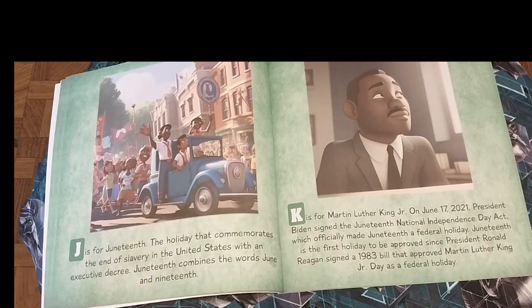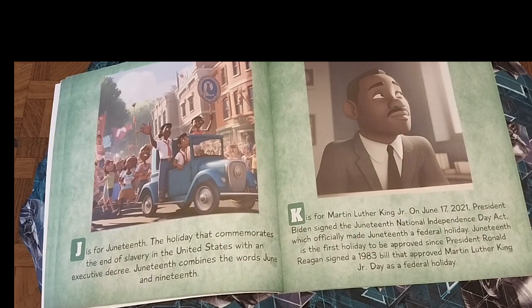J is for Juneteenth, the holiday that commemorates the end of slavery in the United States with an executive decree. Juneteenth combines the words June and 19th. K is for Martin Luther King Jr.